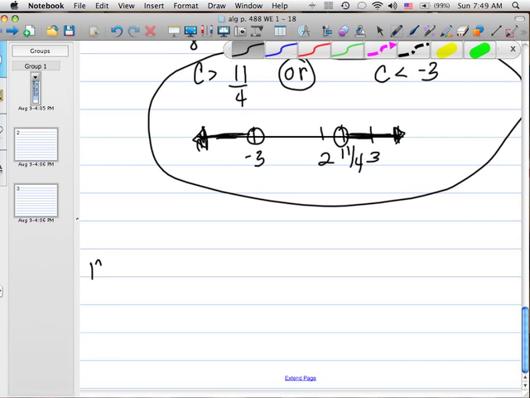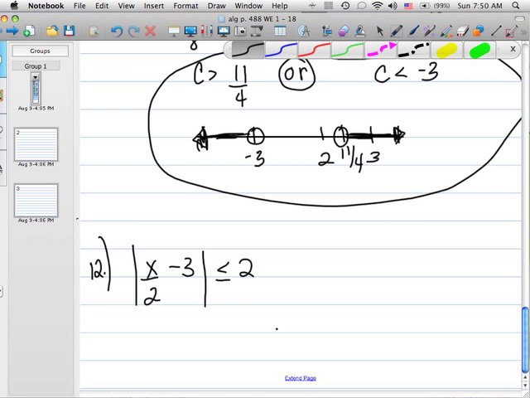Problem number 12. We have the absolute value of x over 2 minus 3 is less than or equal to 2. That's a between problem. That's the Russian elbows. So we put x over 2 minus 3 between 2 and negative 2.